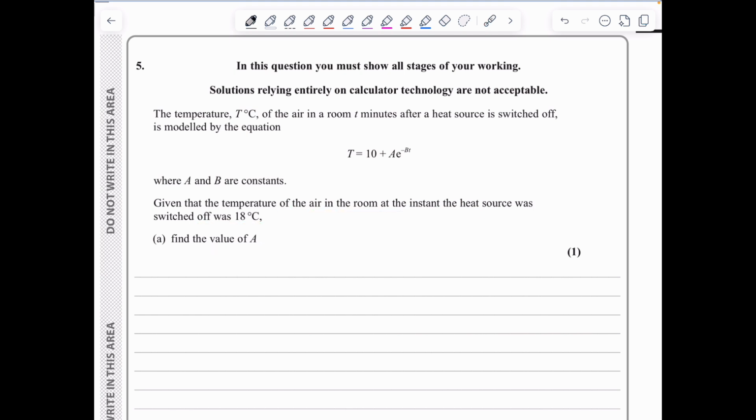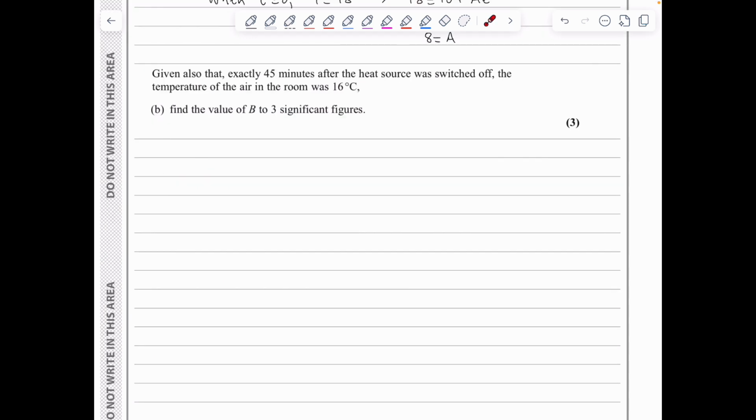So in other words, we have just been told that when small t is equal to 0, then the temperature capital T is 18, which means we're looking at 18 being equal to 10 plus a e to the 0. So we've got 18 is equal to 10 plus a, and therefore a is equal to 8. Given also that 45 minutes after the heat source was switched off, the temperature was 16 degrees Celsius, we need to determine the value of b to 3 significant figures.